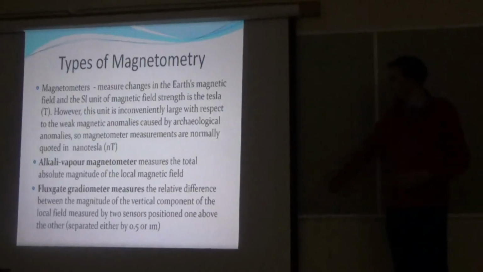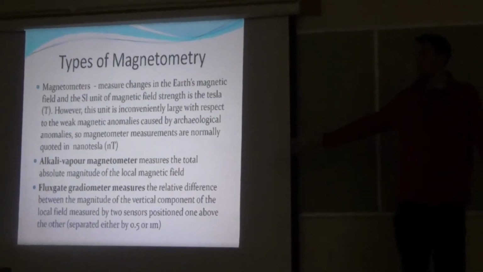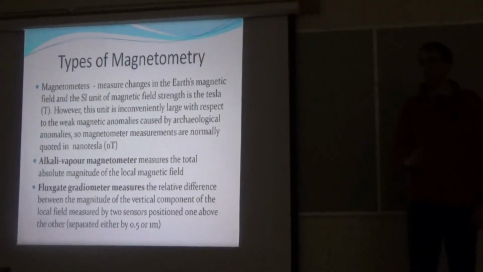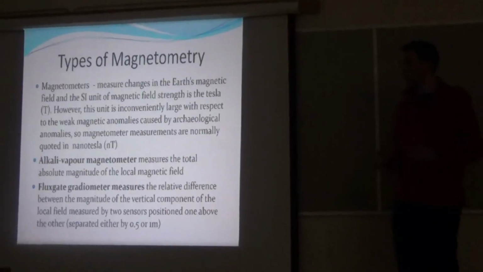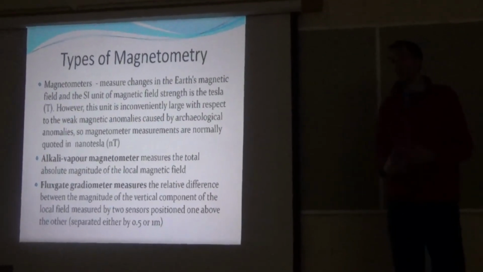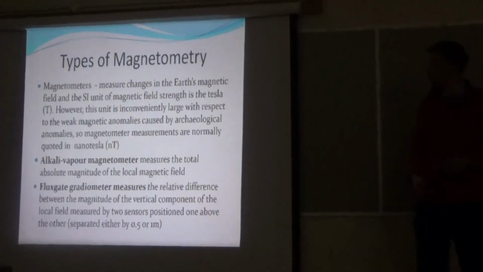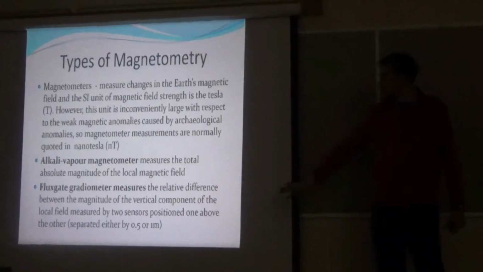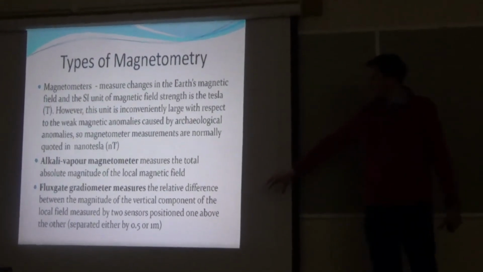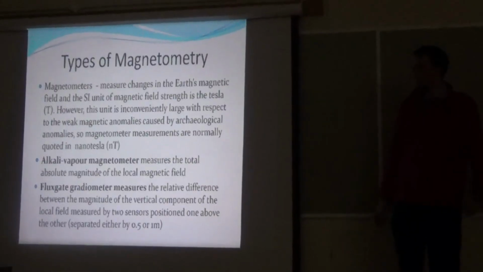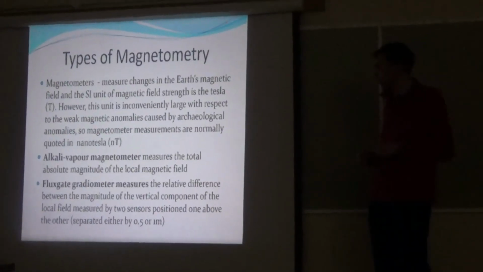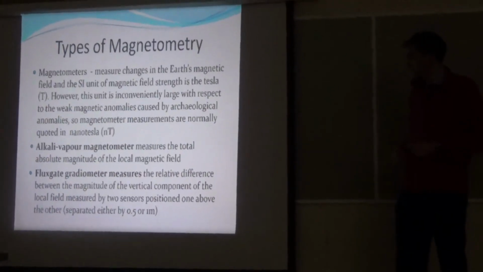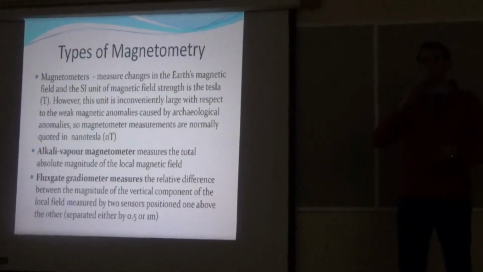Now there are two techniques you can use. One is what's called argon vapor magnetometry. This measures the total absolute magnetics of a given area, of a local magnetic field. It's quite difficult to use. It can be quite time consuming, so not many people use it. It's also quite difficult to calibrate. Most people use fluxgate gradiometry instead, a much easier technique, and it measures the relative difference in the magnetics compared to two sensors that are usually separated between half a metre and a metre apart.